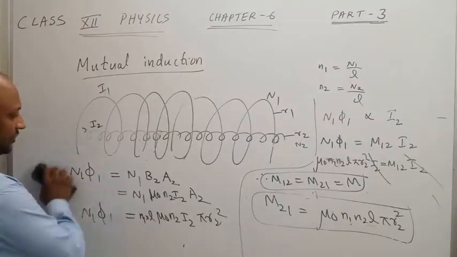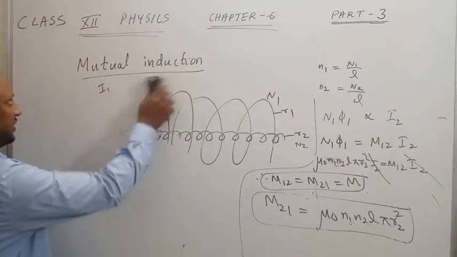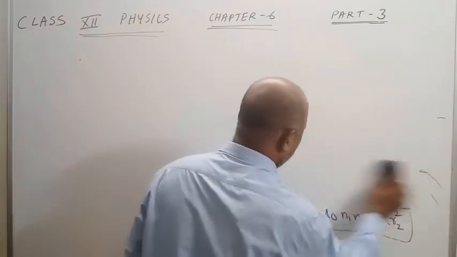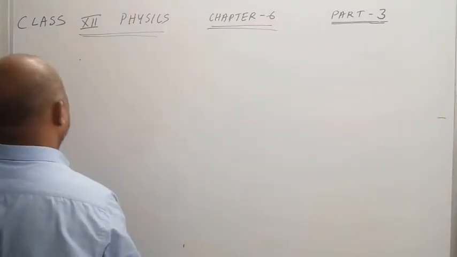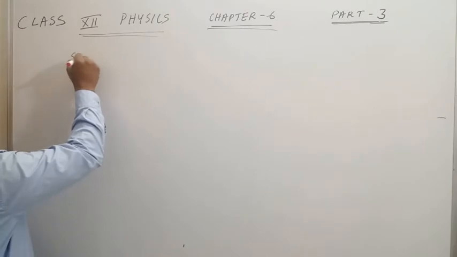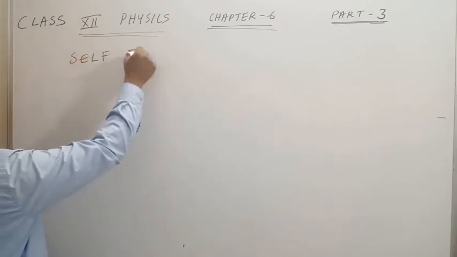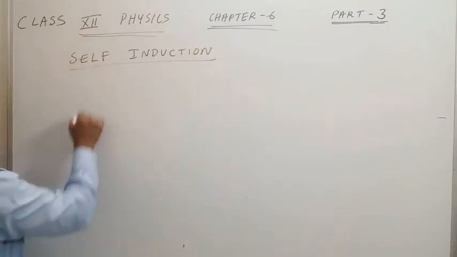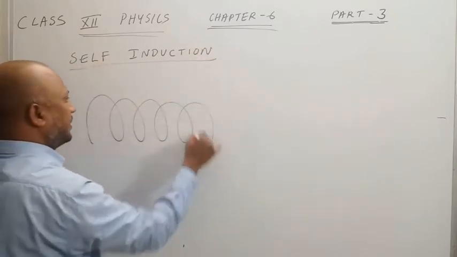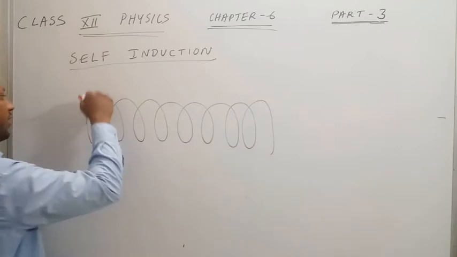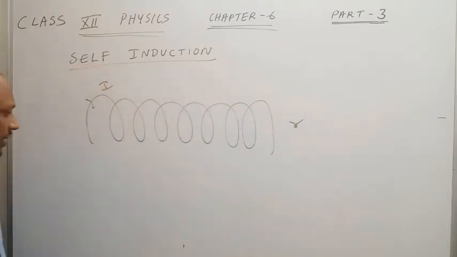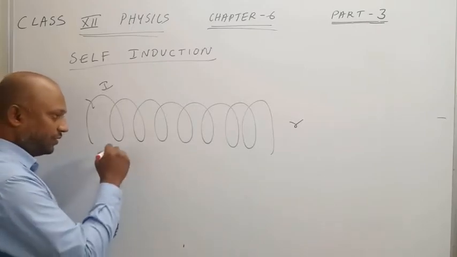So this is actually mutual inductance. So let's go with self-induction. What do you mean by self-induction? Self-induction is: there is a coil, and you pass a current through the coil, and it has a radius R, and there is a flux created inside.